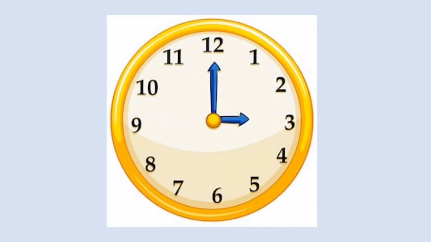Excellent job. Here is a clock. First, can you read what time it is? That's right. It's 3 o'clock. I can see that the hour hand is at the 3 and the minute hand is at the 12, which means o'clock. So this time is 3 o'clock.